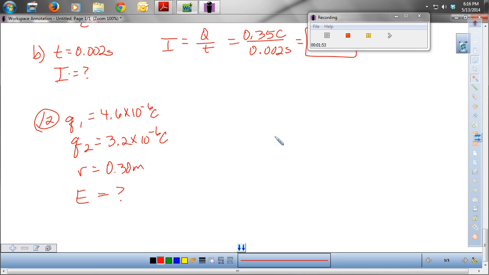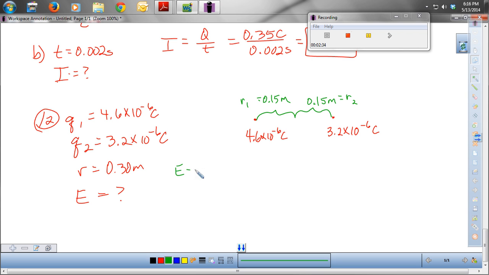Well, I'm going to go ahead and put my Q1 and Q2. So I'm looking at part A, and it says, okay, this one's my 4.6. And over here is my 3.2. And so I want to know what is E right in the middle. Well, that's 15 centimeters away. So those are my R's. There's R2 and there's R1.